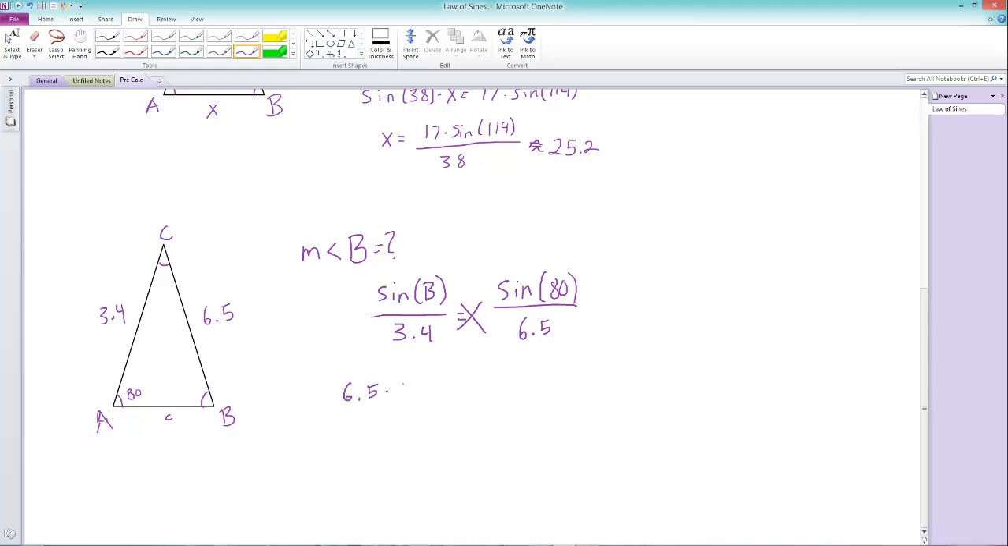Now in our calculators, we're going to have to take the arc sine of both sides. So we'll get the measure of angle B, which is capital B, is equal to the arc sine, or sine to the negative 1, of 3.4 times the sine of 80 over 6.5. Once we type that into our calculator using all the appropriate sets of parentheses, we get the measure of angle B is approximately equal to 31 degrees.